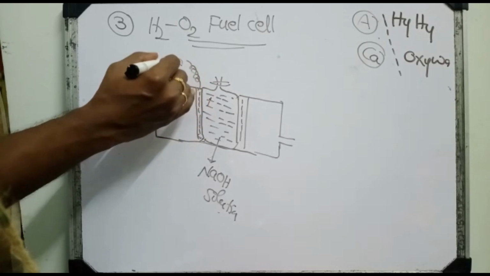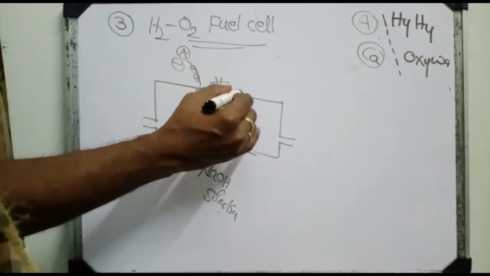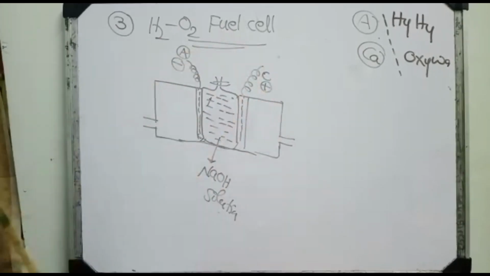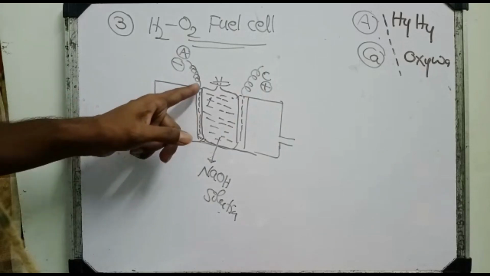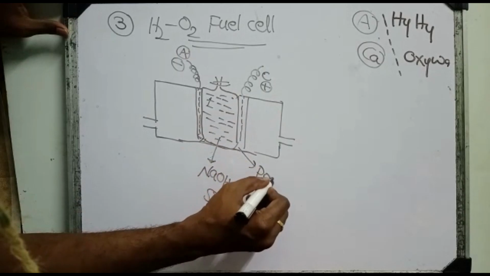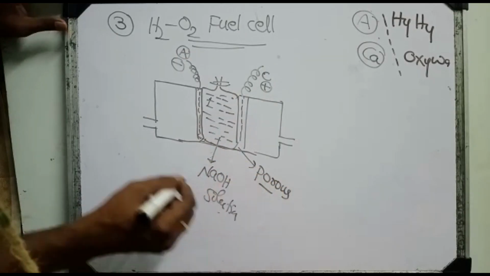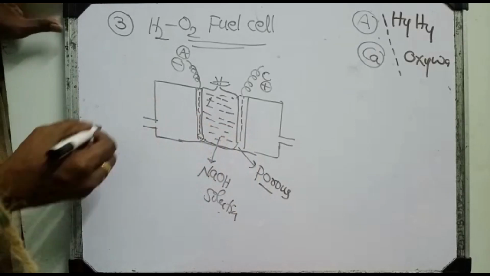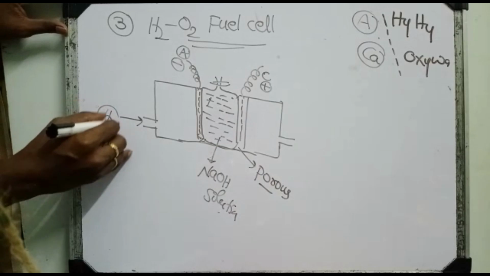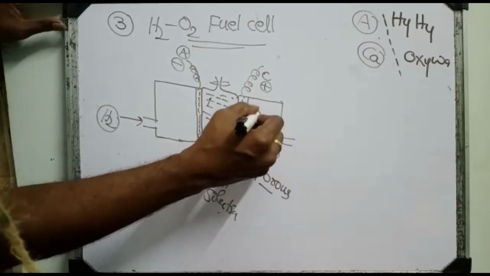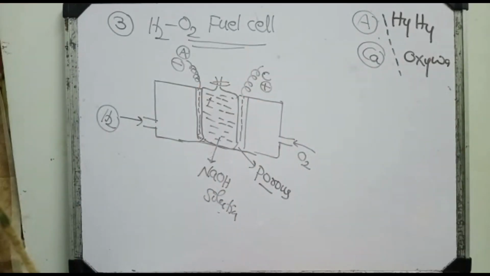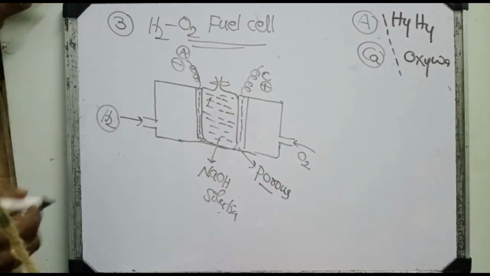Next, one electrode is connected to the anode, the negative terminal, and another is connected to the cathode, the positive terminal. We take a rectangular tank, which is converted into two chambers by using a porous membrane. Here the anode is contacted with hydrogen gas; we are sending hydrogen gas here. Next, the cathode is contacted with oxygen gas. So what happens here?